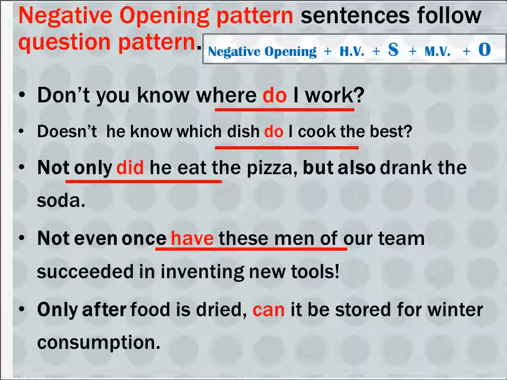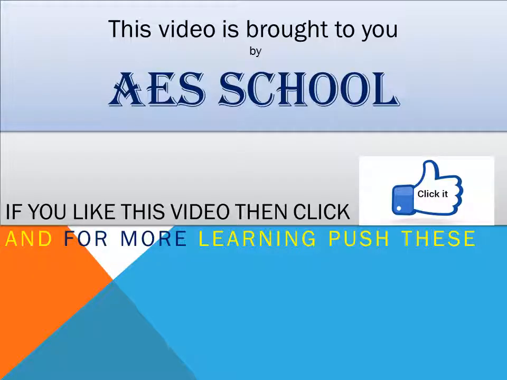Otherwise, if it is not starting with a negative expression, it can be stored for winter consumption. But now because of the negative expression at the start, only after food is dried can it be stored for winter consumption. This is the way we make a question pattern, as we are having a negative opening or negative start of a sentence. So I hope the topic is clear.